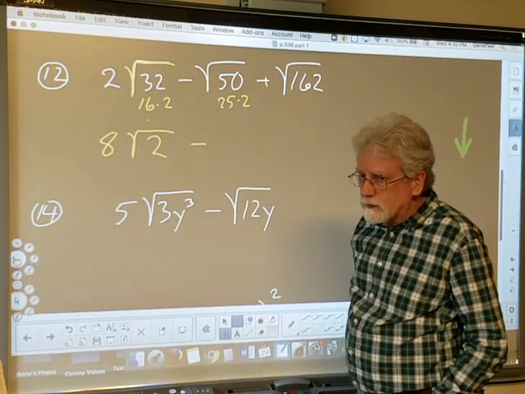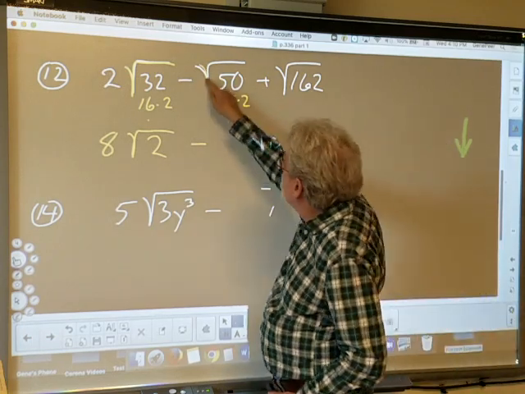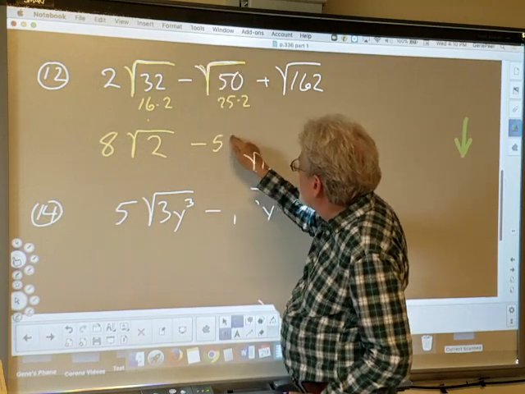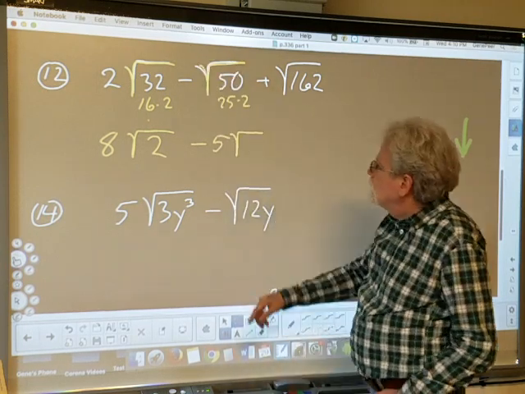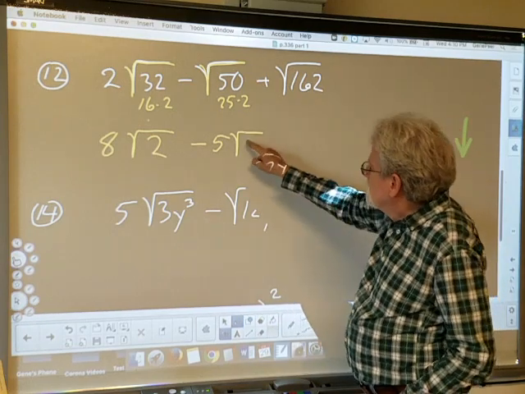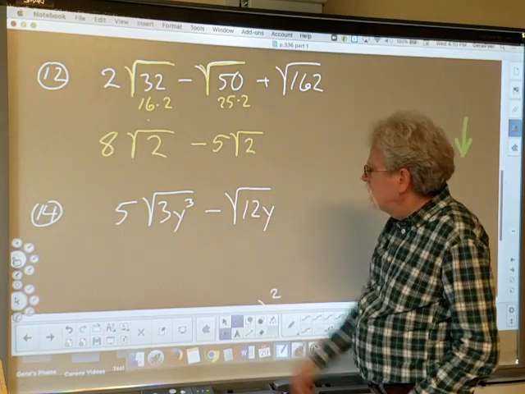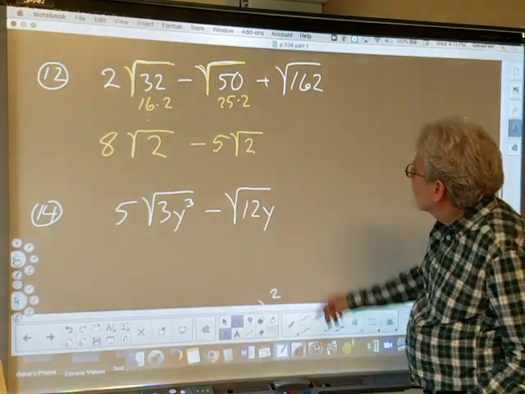25 times 2. Why do we care? Because we know the square root of 25. Pa-ching! Pops out, becomes a 5 on the outside. What's left on the inside? The 2. Only squares are allowed to come out. 2 is not a square. He's stuck inside. Sorry about that, 2.